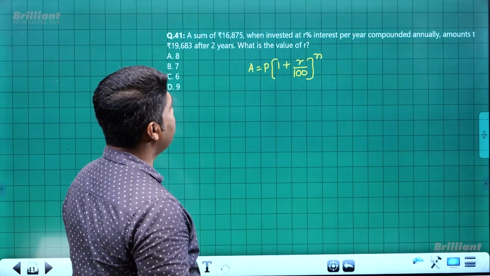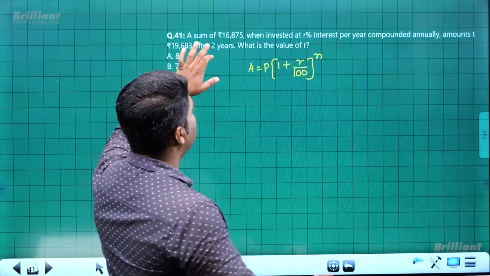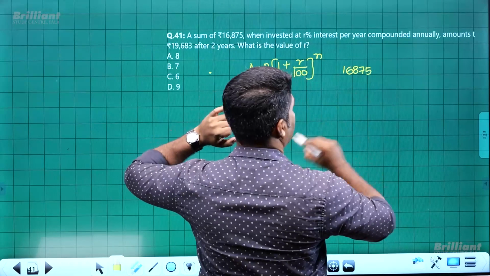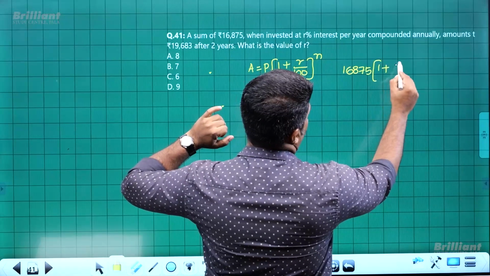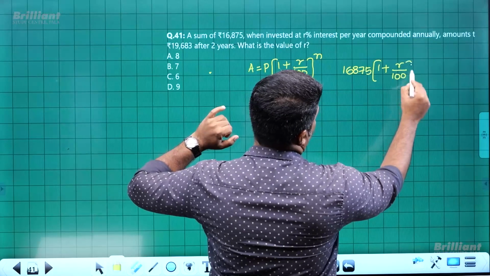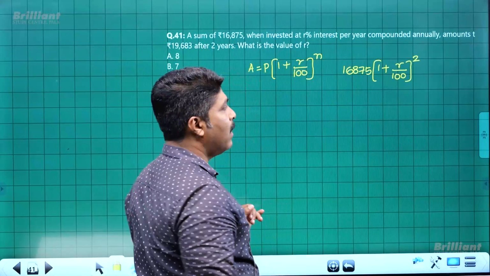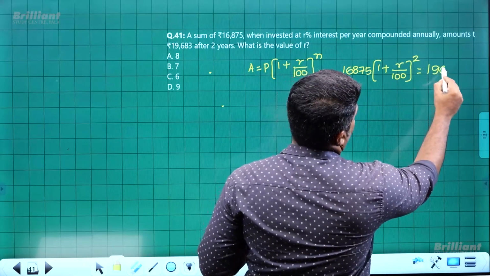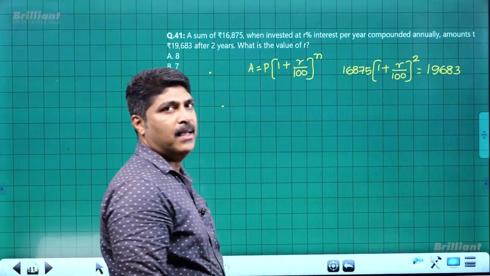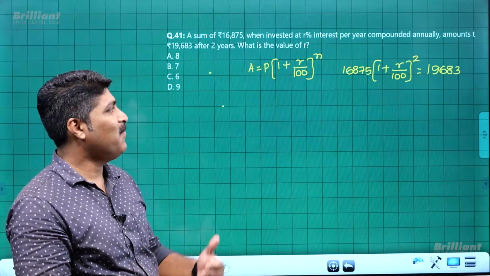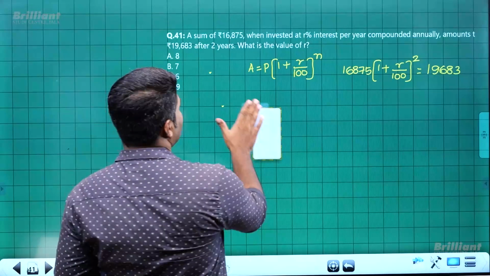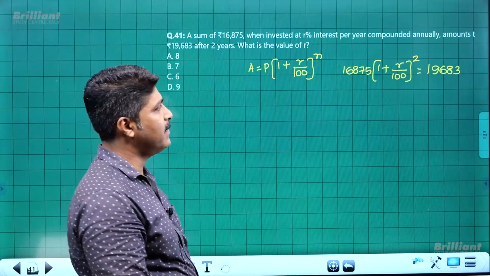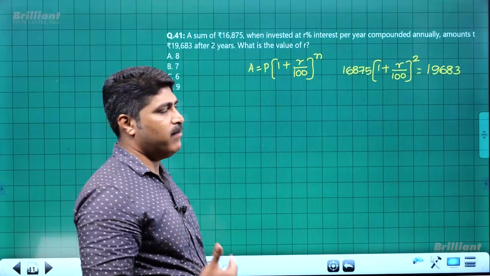So it's a case of 2 years. Therefore, if we substitute the values here, this is 16,875 into 1 plus R by 100, whole square, because 2 years. So here the sum becomes 19,683. From this step, we have to find the value of R. Is it an easy thing? Not that much. Even so, when we proceed further, you will get it. Got it? That's a simple type of approach.